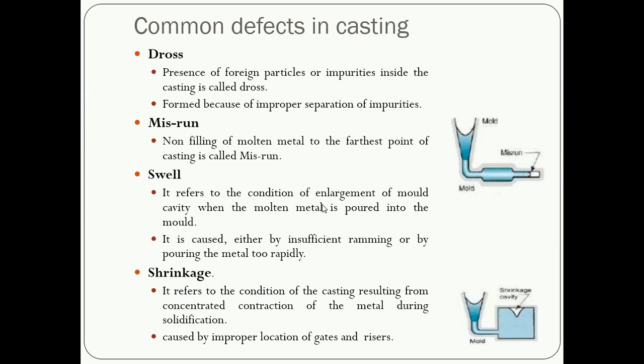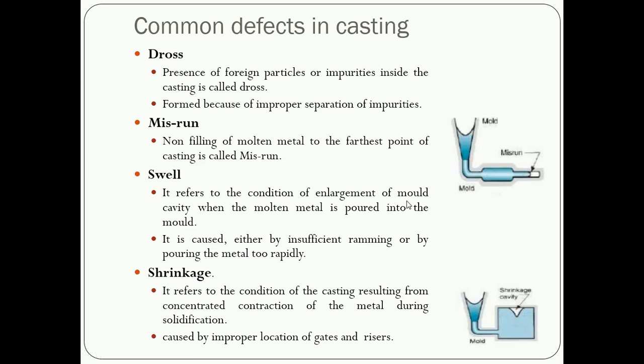Non-filling of molten metal to the farthest point of the casting is called a misrun, and that defect has been shown here in the figure. You can see here the pouring basin or gating system has 1 point, and the casting has a longer length, and before coming to the last point of that mold cavity, somewhere at an intermediate point the metal has solidified, and that defect is called a misrun.